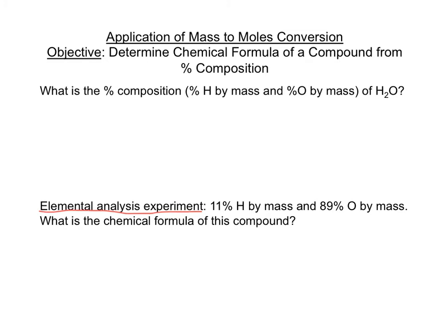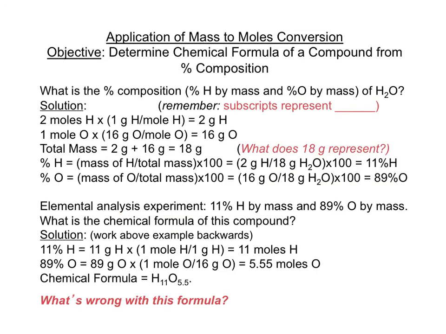And the answers are: the chemical formula of water tells us there's 2 moles of H and 1 mole of O. So let's convert from moles to grams. The percent hydrogen is calculated using this formula. Note that the total mass is the molar mass of water. So water consists of 11% hydrogen and 89% oxygen.